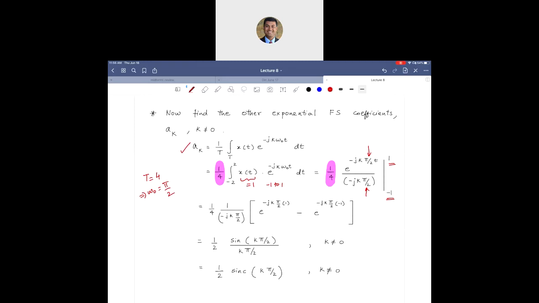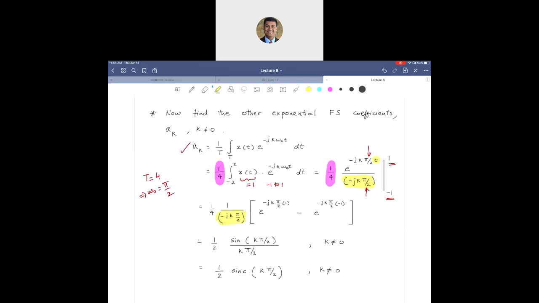All right, next we are going to simplify things a little bit. So you have 1 over 4, which continues to be there. The factor here, negative j k pi over 2, can be pulled out. And then after you substitute for small t as 1 and -1, you will get e to the negative j k pi over 2 times 1 minus e to the negative j k pi over 2 times -1.